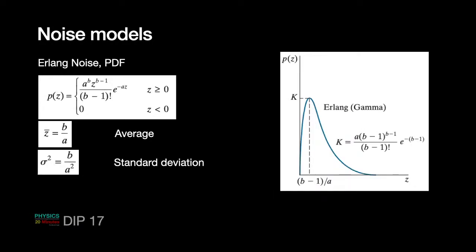The third kind of noise model is the Erlang model, which looks more like a Gaussian, more like a Rayleigh noise, just that your left-hand side starts at the origin. So this point starts at the origin. For z less than 0, it is 0. For z greater than 0, it drops, just that it also drops slightly differently. The amplitude is slightly different. Z bar is B by A, sigma square is B by A square. So this gives you the standard deviation, this gives you the average, and we call it Erlang or gamma noise.